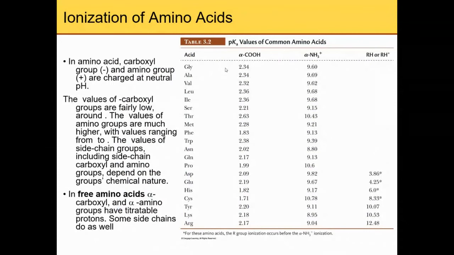This is the pKa value. This column is for the carboxyl group, this column for the amino group, and this column is for the titratable side chain.